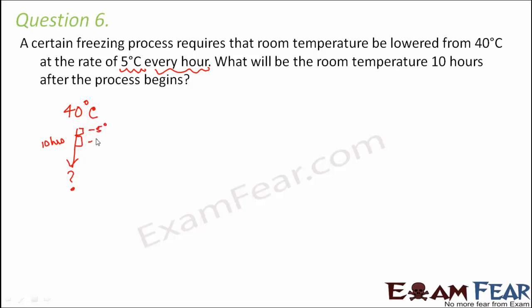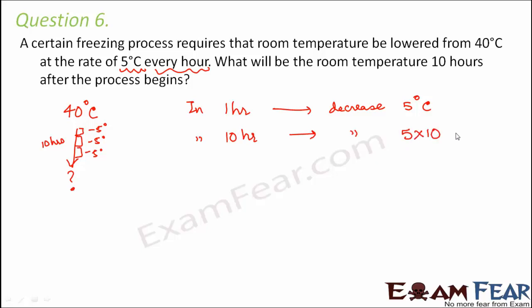Again after 1 hour, 5 degrees Celsius. Again after another hour, minus 5 degrees. So that is how it is reducing, and what should be the temperature at the end of 10 hours. So that means in 1 hour, what is the decrease? In 1 hour, the decrease is 5 degrees Celsius. Therefore, in 10 hours, what would be the decrease? The decrease would be 5 into 10 degrees Celsius.